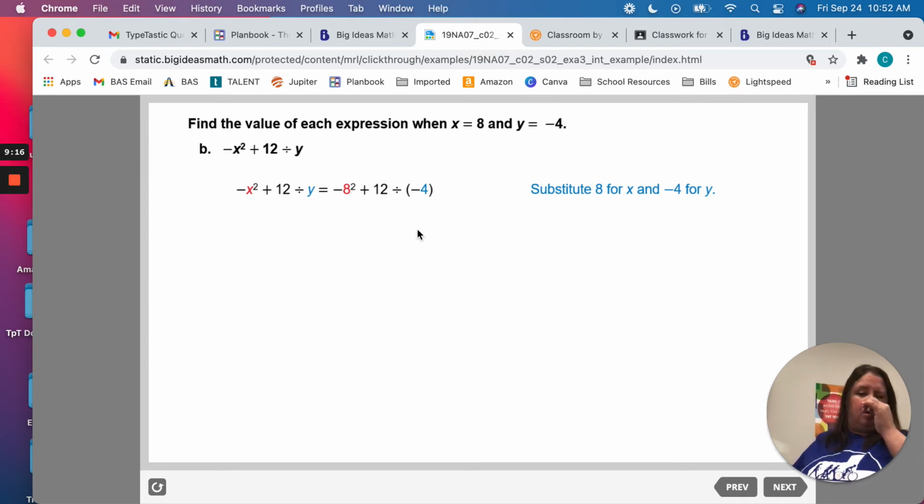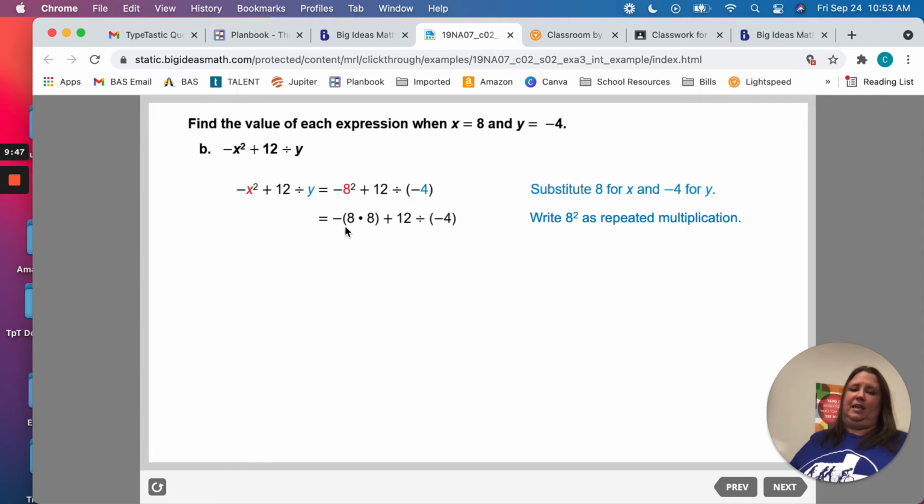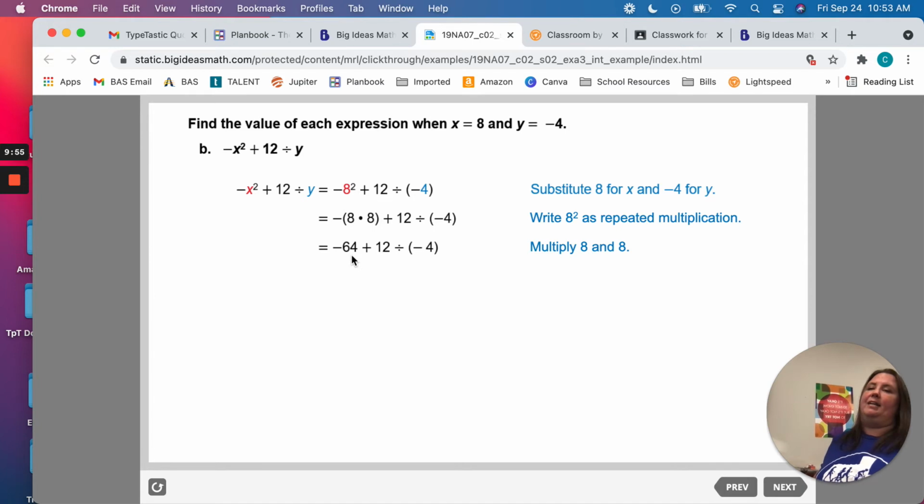According to PEMDAS, what order do I do this in? Parentheses. Parentheses is solved. What's the next thing? Exponent. So we're going to do the 8 squared. Now, does the squared include the negative? It's 64. Is it positive or negative? Negative. Joelle is right, because remember, it has to have the parentheses around the negative. Otherwise, the 2 is only applied to the 8, not the negative. See how they have it here? We just put the parentheses around the number. So 8 times 8 is? 64. So it would be a negative 64. Very good.